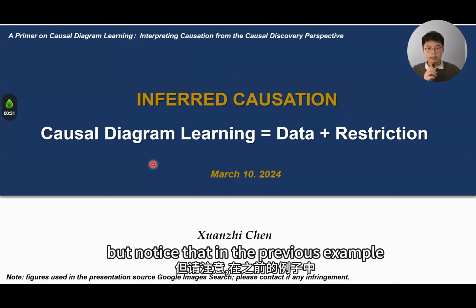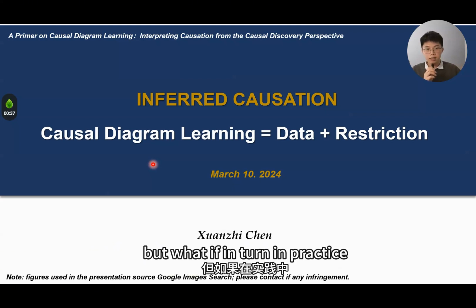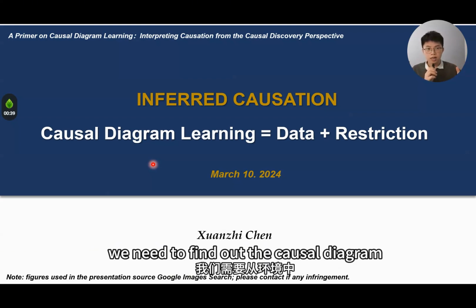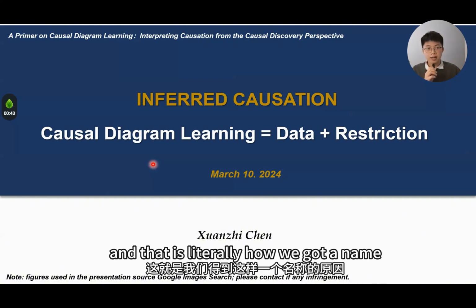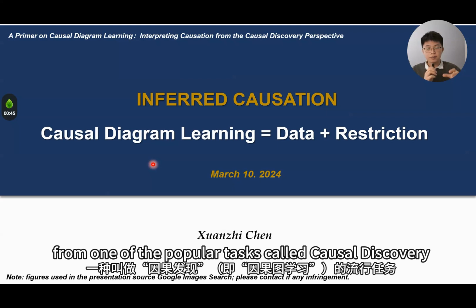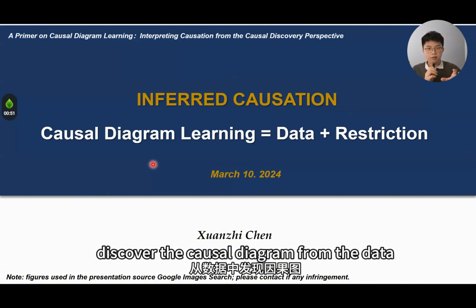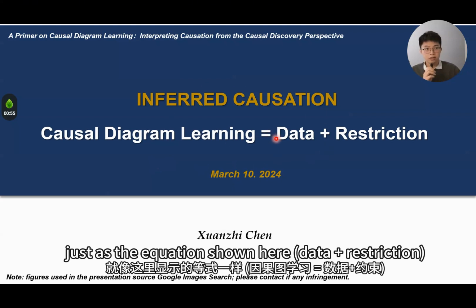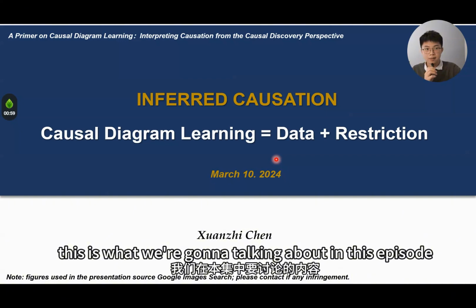But notice that in the previous examples, we always had an established causal diagram. But what if, in practice, we need to find out the causal diagram from the environment? And that is literally how we got the name of one of the popular tasks called causal discovery. Causal discovery is interested in discovering the causal diagram from the data, just as the equation shown here. So this is what we're going to talk about in this episode.